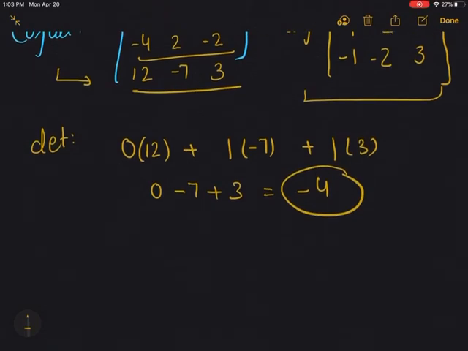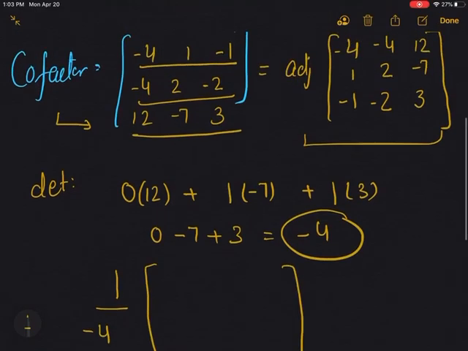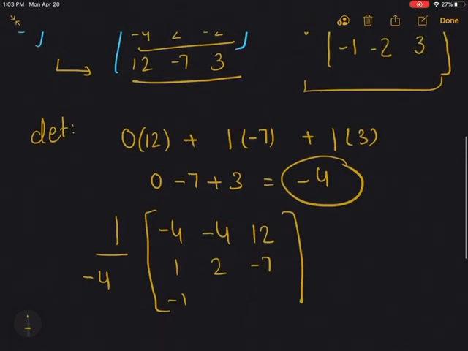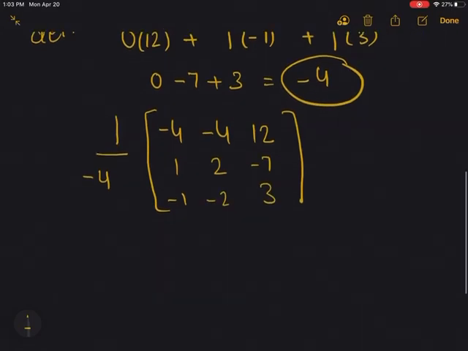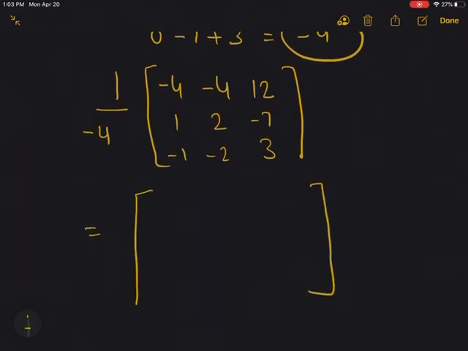Almost there. So I have 1 over the determinant, which is 1 over negative 4, times my adjoint matrix, which is negative 4, 12, 1, 2, negative 7, negative 1, negative 2, 3. Simplify. It's basically every single number divided by negative 4. So negative 4 divided by negative 4 is 1, 1, negative 3, negative 1/4 or negative 0.25, either way. Positive 1.75. Negative 1 divided by negative 4 is positive 0.25. Positive 0.5, negative 0.75. Here you go.